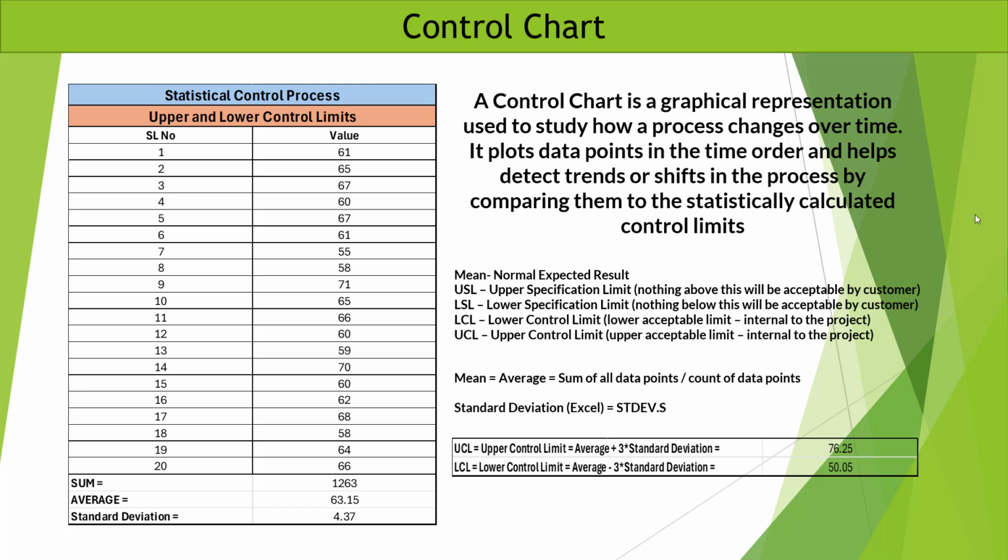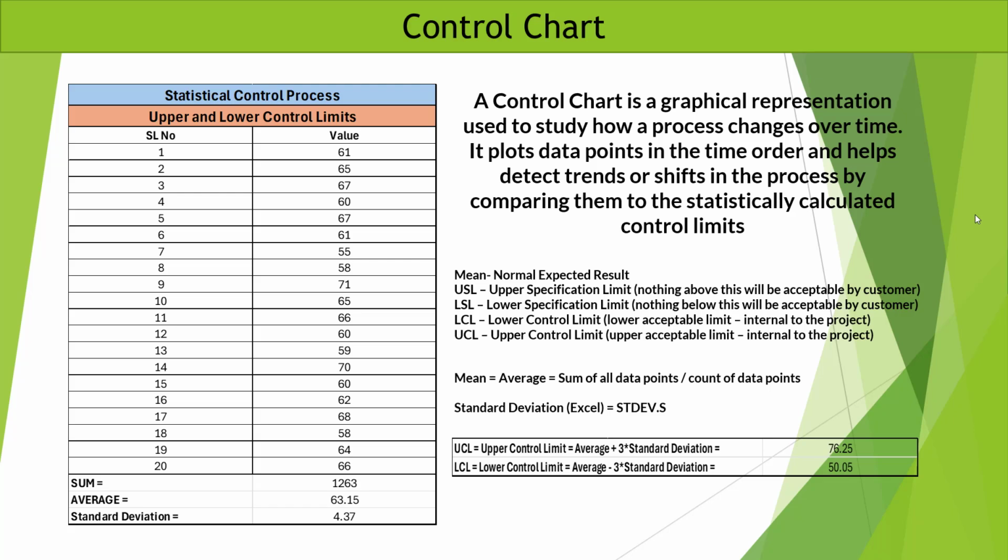Okay, so we'll try to understand exactly how LCL and UCL are calculated. The formula of UCL, which is upper control limit, is average plus 3 into standard deviation, which means 63.15 plus 3 into 4.37 gives you 76.25, which is your upper control limit. And LCL is lower control limit, which is average minus 3 into standard deviation, which is equal to 63.15 minus 3 into 4.37, and that gives you a value of 50.05.